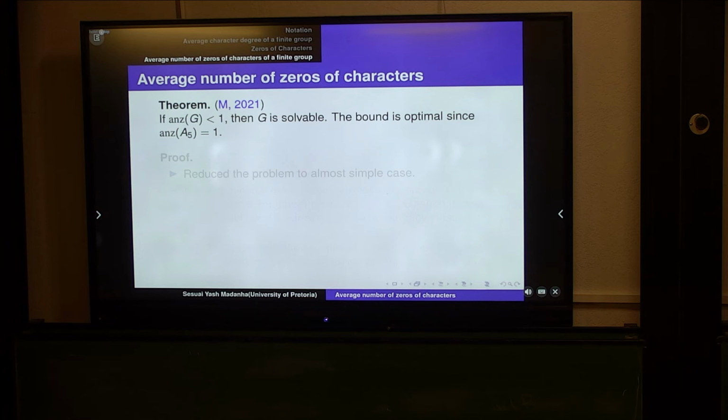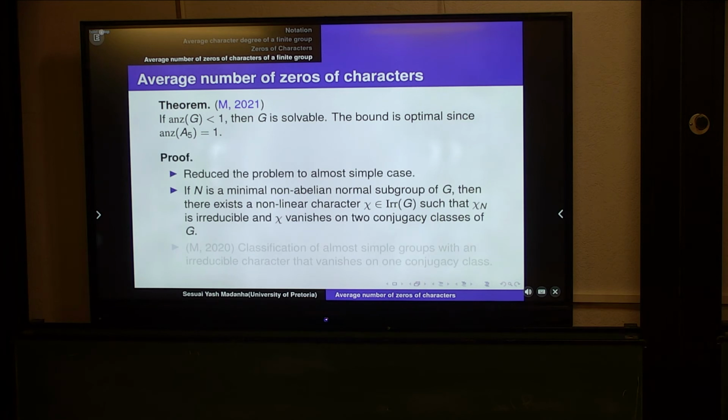And for the proof of the theorem, I had to reduce the problem to almost simple groups and then use the classification to prove that almost simple groups will have average number greater or equal to 1. And so the classification comes into play when we prove that, I looked at almost simple groups with an irreducible character that vanishes on one class.